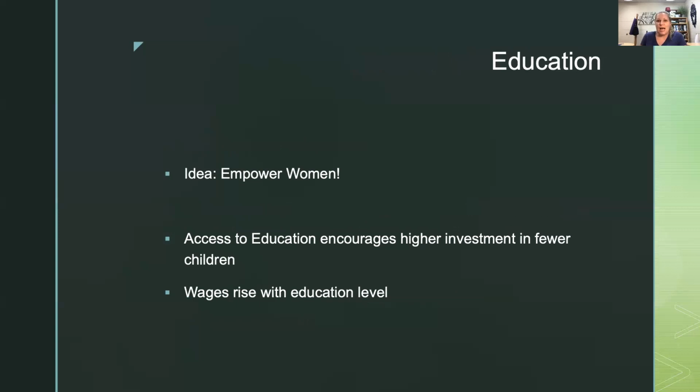Education. So as women are half of the population, or I really should say people who are capable of carrying pregnancies are the half of the population that really have the highest burden here in terms of choice. One of the things that the research shows us is that the more educated a person is, the fewer children they will want to have. Access to education is what encourages the higher investment, fewer children model.